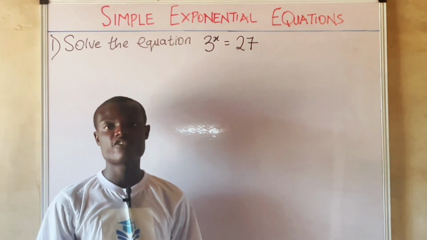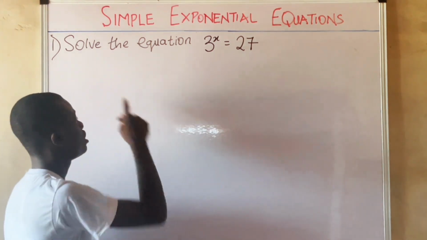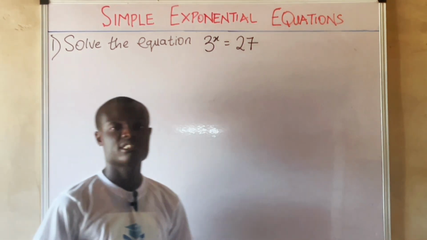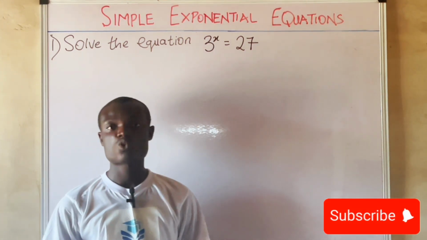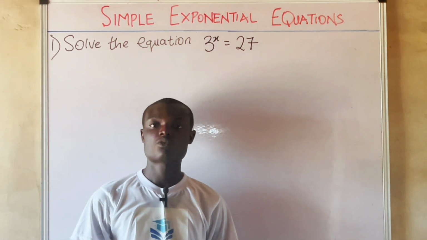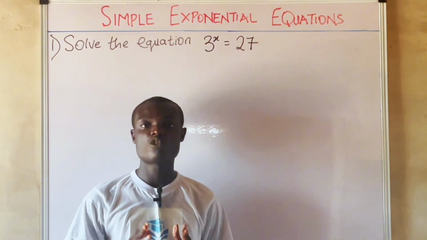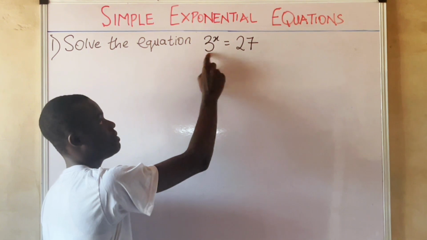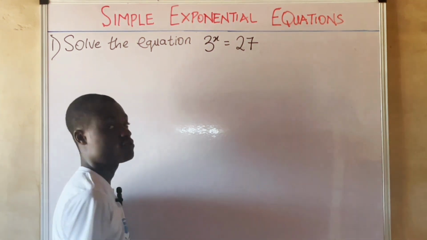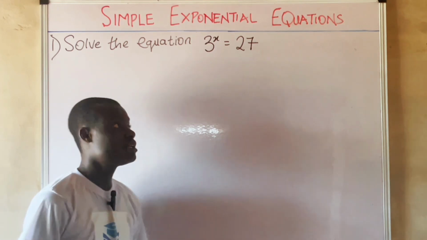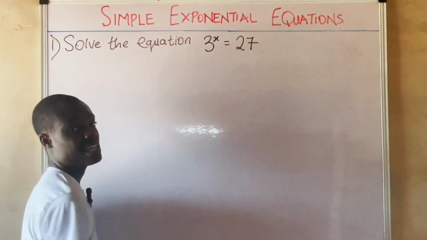So we begin with the first question. Question 1: solve the equation 3 raised to the power of x is equal to 27. Now in solving questions under simple exponential equation, it is important that we find a common base for this equation. This is 3 raised to the power of x, and the base is 3. The first thing we have to do is to find a common base. We have to ensure that the bases are similar.